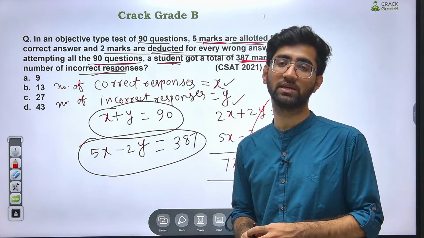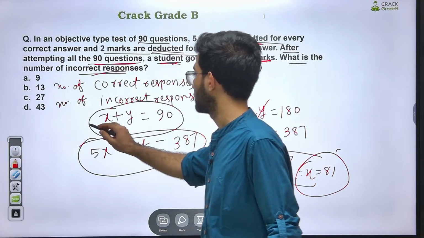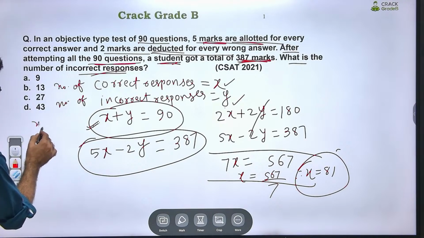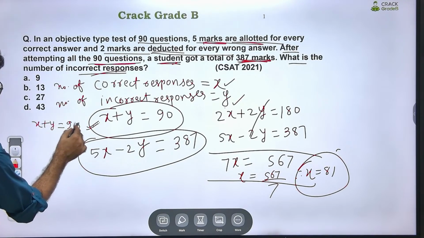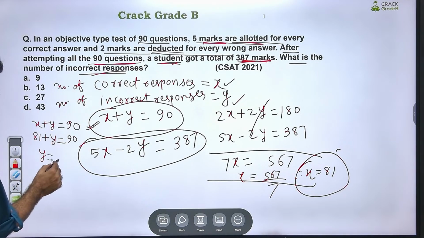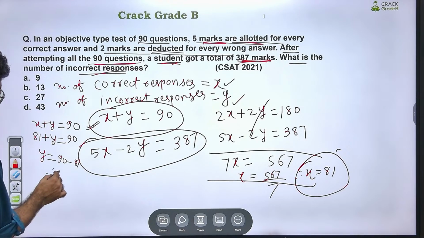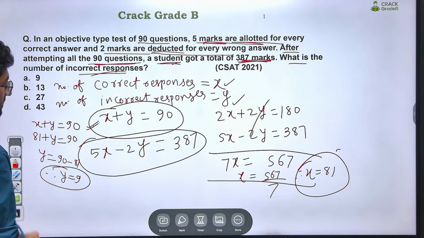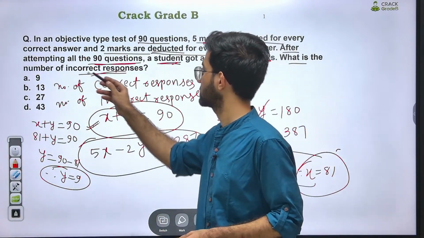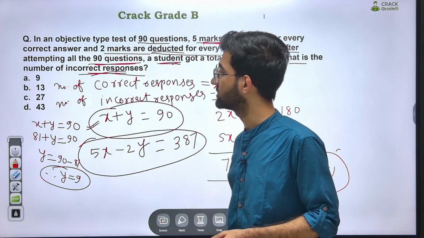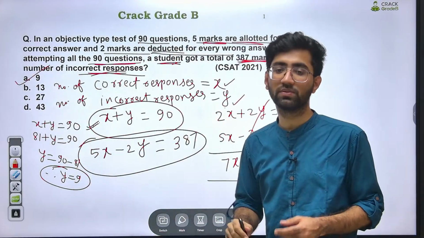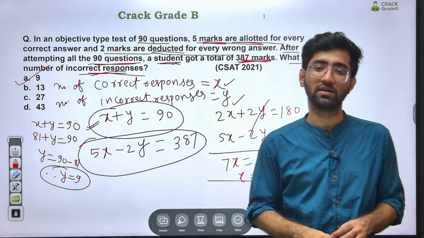If the value of x equals 81, what does it mean? It means x plus y equals 90, and we know that the value of x is 81, so 81 plus y equals 90. So y equals 90 minus 81, that is y equals 9. Now read the question again. The question asks, what is the number of incorrect responses? The number of incorrect responses is 9. Why? y is the number of incorrect responses. So option A is the correct answer.